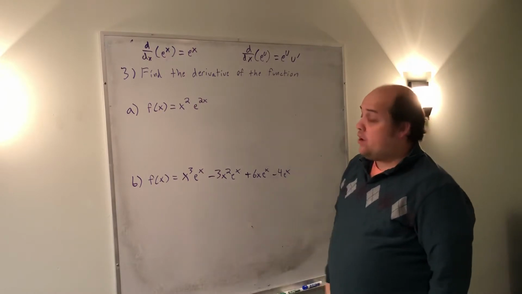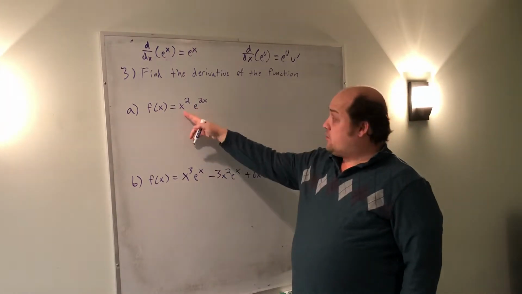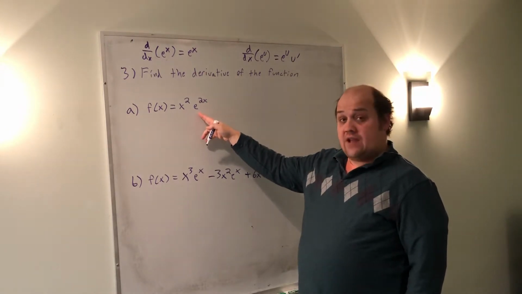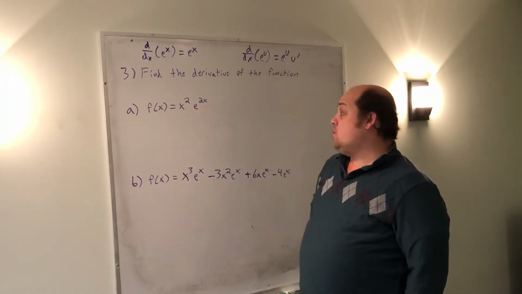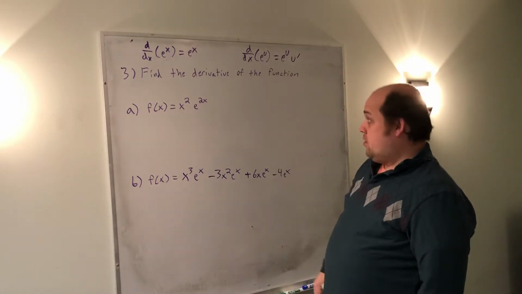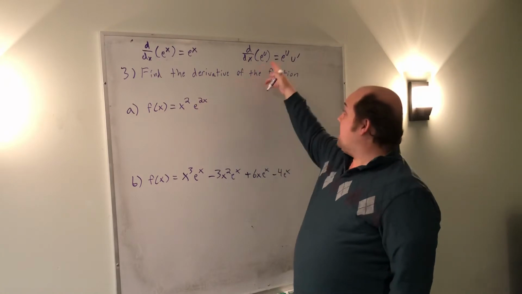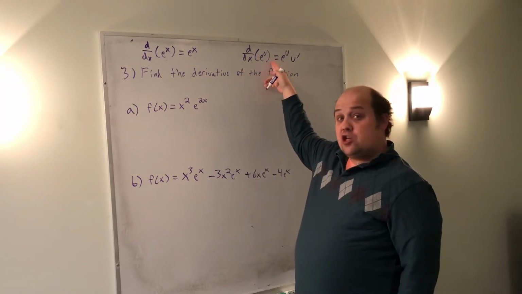So when I look at part A here, I have x squared, a function of x, being multiplied by e to the 2x, also a function of x. That means I'm going to have to use my product rule here. As I'm doing my product rule, when I get to this e to the 2x, I'm going to have to use this version, which is really a chain rule.